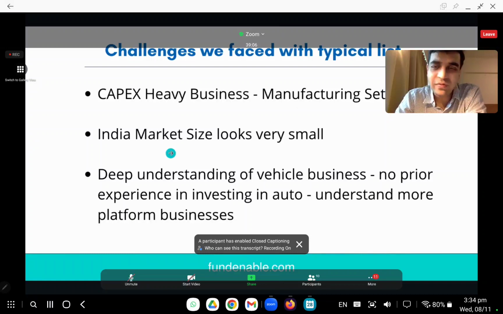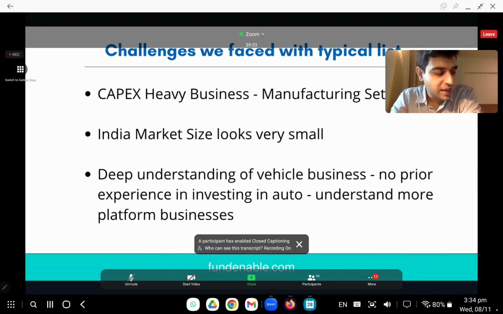Then a lot of times feedback came saying that the Indian market size looks very small. We are operating, who would buy a cycle worth 50,000 rupees or 40,000 rupees? India में कोई नहीं खरीदेगा. So Indian market, while the product is good, the market is very, very small.